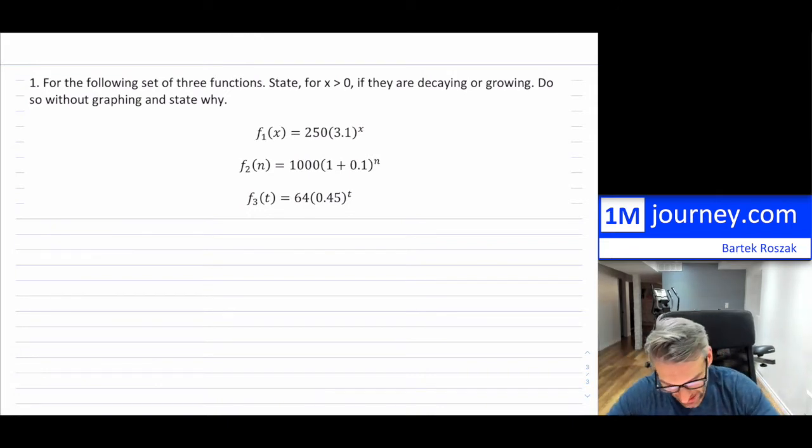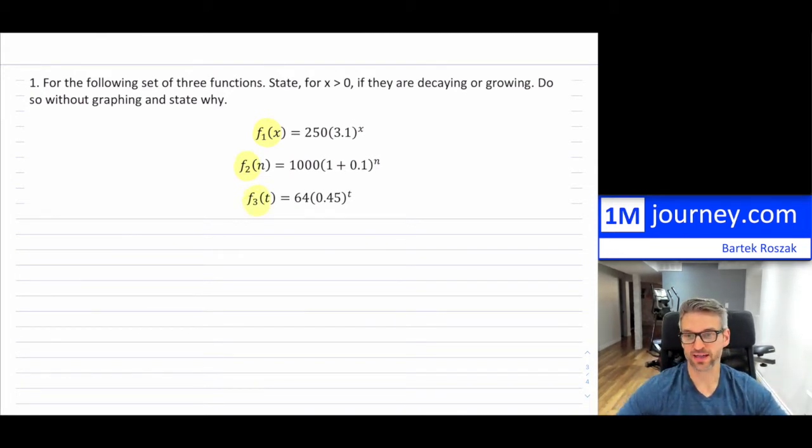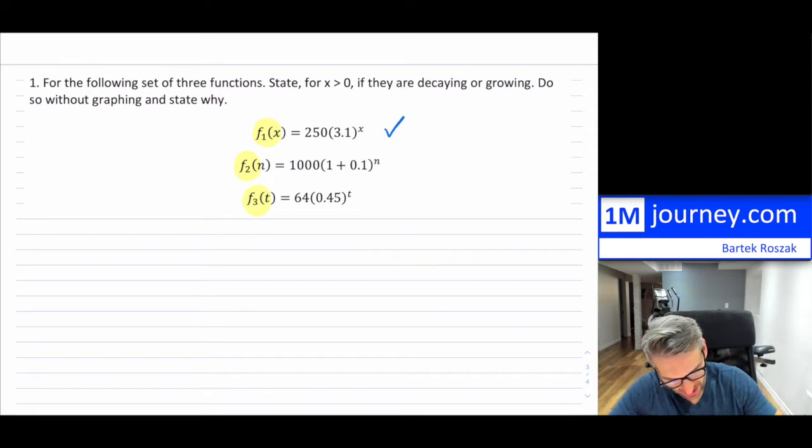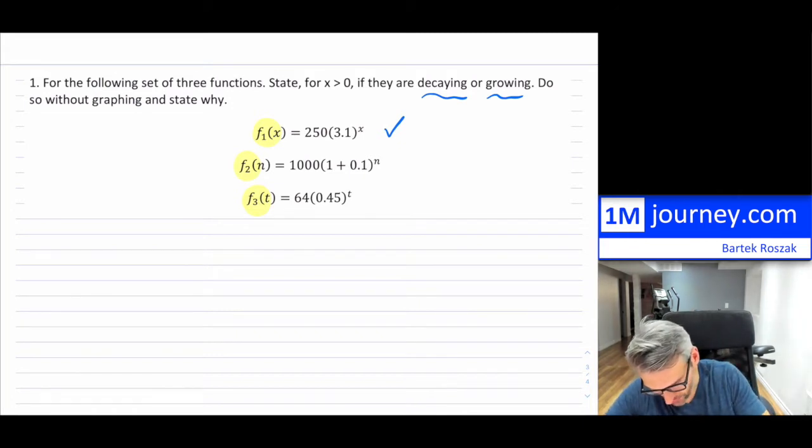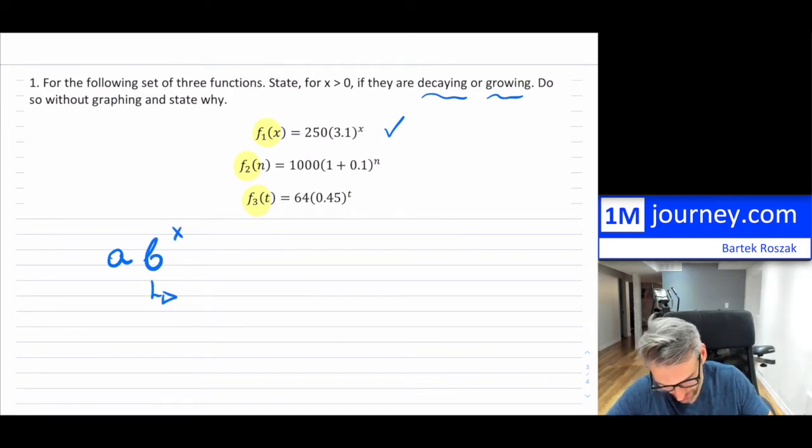Now, I have 3 functions here, so I have f1, f2, and then f3. I'm using different independent variables, so x, n, and t, but that doesn't really matter. So for the first one, what tells us if a function is decaying or growing if it's an exponential? Well, if you recall, the structure is typically something like this, where we have an exponent on our base b, and depending on what b is, 2 cases can happen. b can be greater than 1.